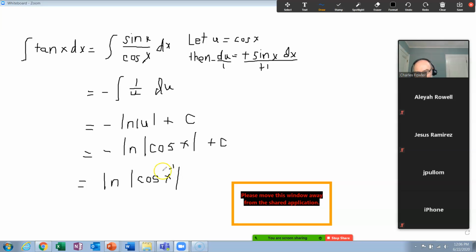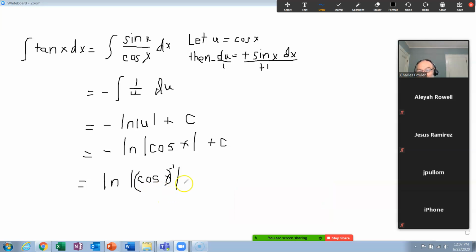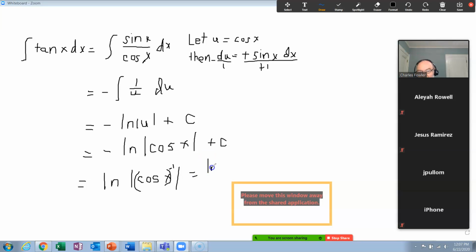Now, here's a problem, folks. It's the cosine to the minus 1. It isn't the inverse of cosine. That's another issue, okay? So this is 1 over cosine. Well, what is 1 over cosine? 1 over cosine is secant. So you could say this is the log of absolute value secant x.